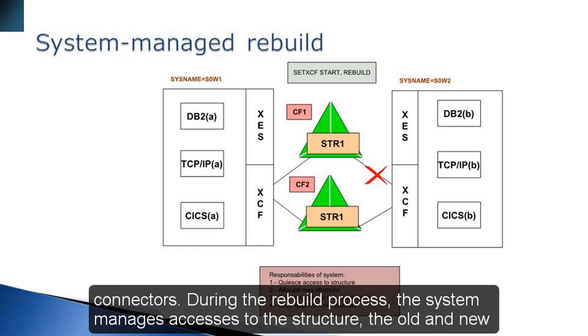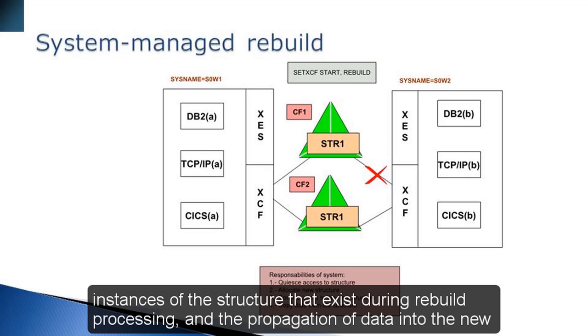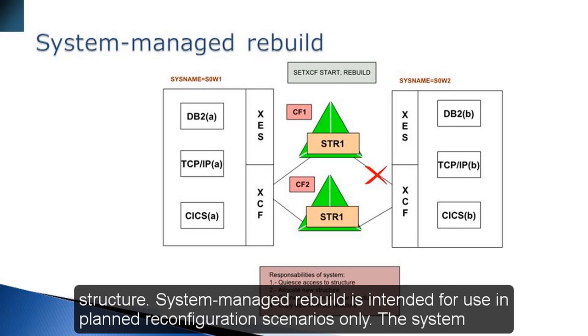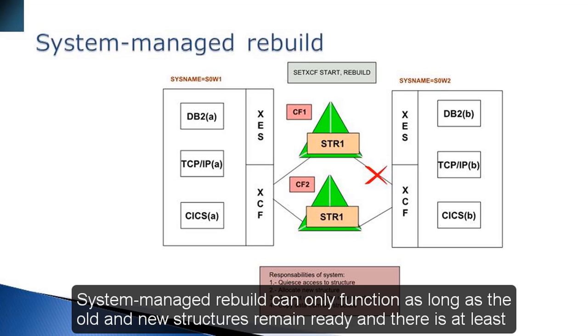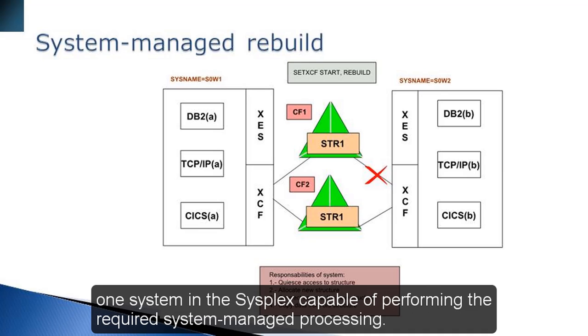During the rebuild process, the system manages accesses to the structure, the old and new instances of the structure that exist during rebuild processing, and the propagation of data into the new structure. System-managed rebuild is intended for use in planned reconfiguration scenarios only. The system allocates the new structure, populates the data into the new structure, and then switches over to use the new instance. System-managed rebuild can only function as long as the old and new structures remain ready and there is at least one system in the Sysplex capable of performing the required system-managed processing.